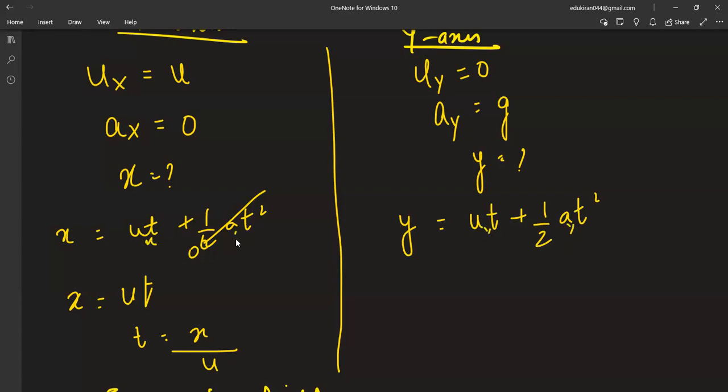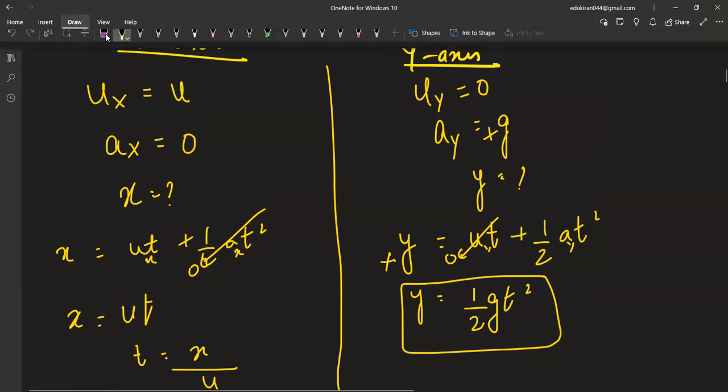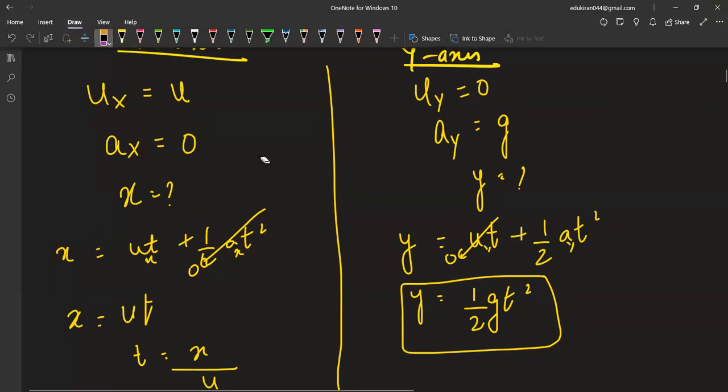Here it was x. So y will become this term, this is 0, half, acceleration is g, time is t square. See, Sarah, right now you won't write it as minus g because what is your sign convention? Let's say downwards we have taken it as negative. So if acceleration due to gravity is negative, displacement will also be negative because the body is coming downwards. So they will cancel each other and you will get plus. Or if you take downwards as positive, then also they will be plus.